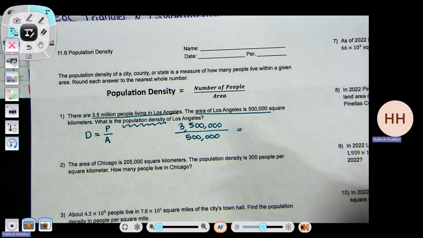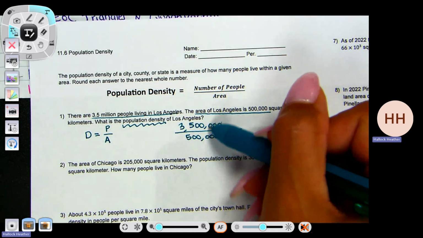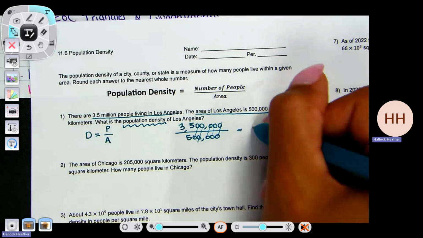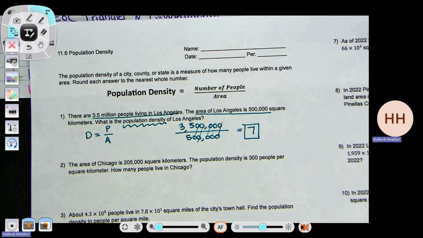We could also do this old school and cross off zeros. 0, 0, 0, 0, 0. 35 divided by 5 is what? 7. That's it.